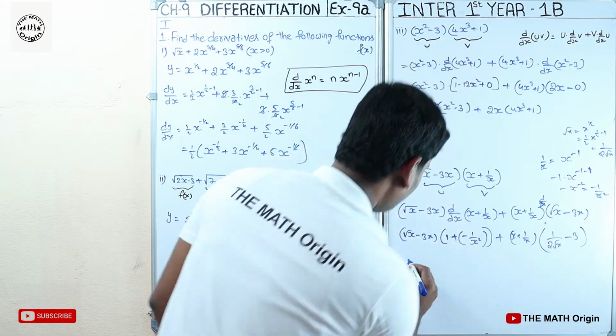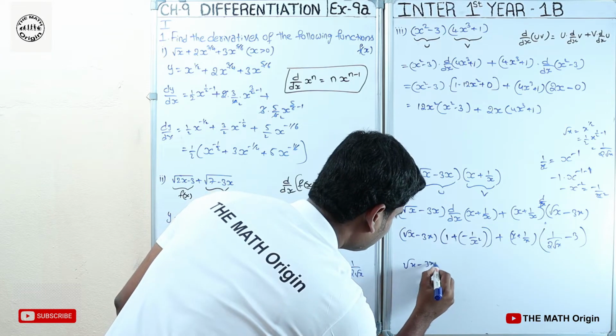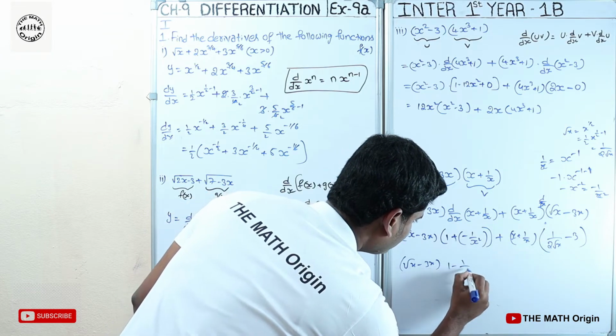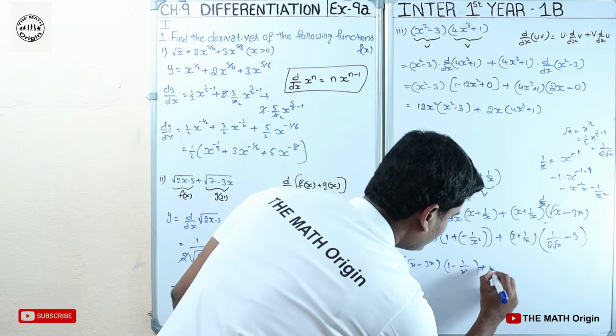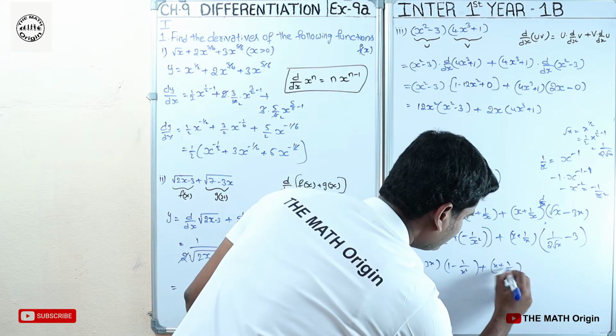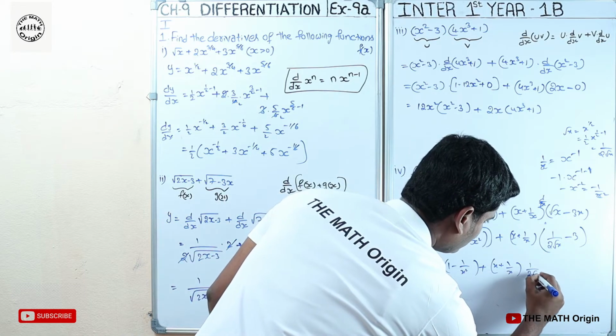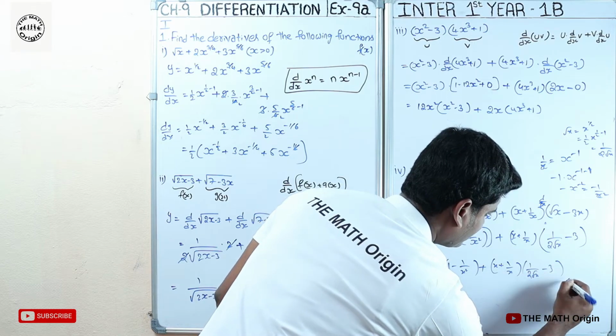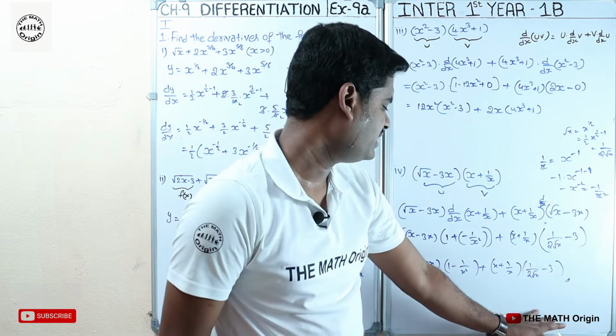Therefore from this I can write minus 3x into 1 minus 1 by x square plus x plus 1 by x into 1 by 2 root x minus 3 is the solution for the equation.